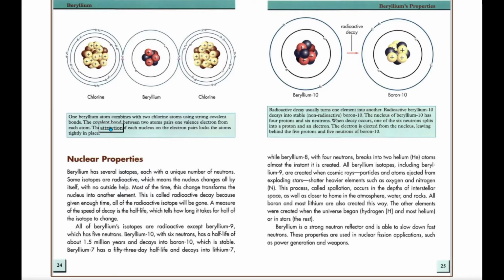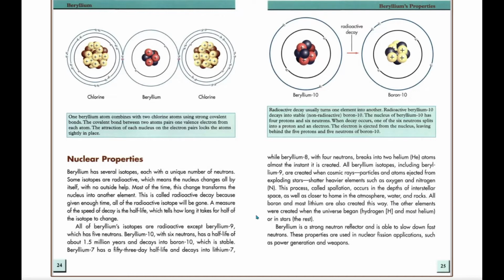All beryllium isotopes, including beryllium-9, are created when cosmic rays, particles, and atoms ejected from exploding stars scatter heavier elements such as oxygen and nitrogen. And this process, called spallation, occurs in the depths of interstellar space, as well as closer to home in the atmosphere. All beryllium, boron, and most lithium were also created this way.